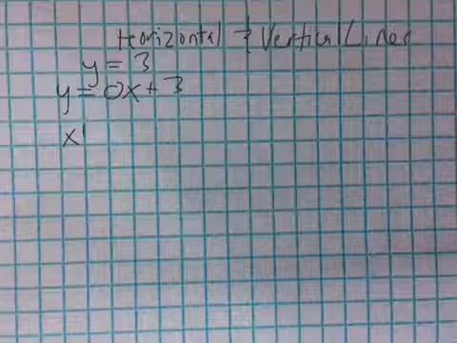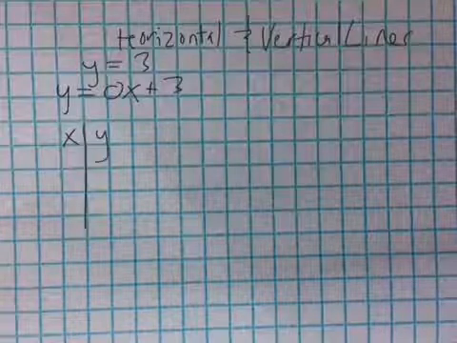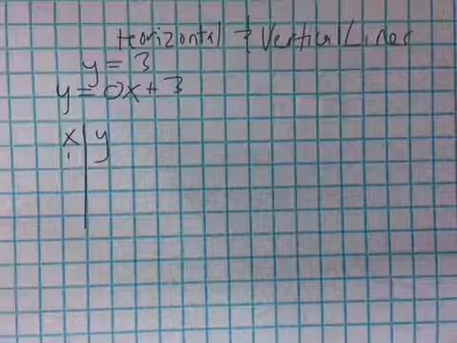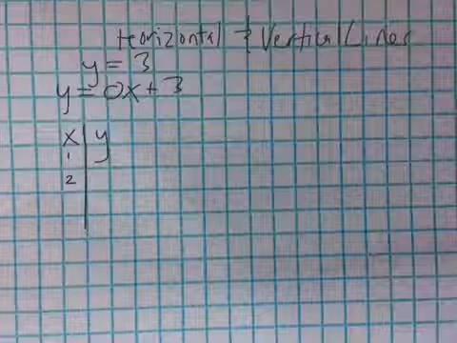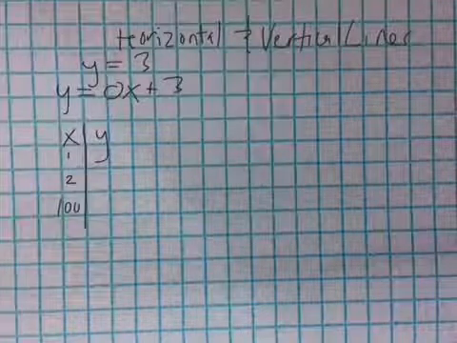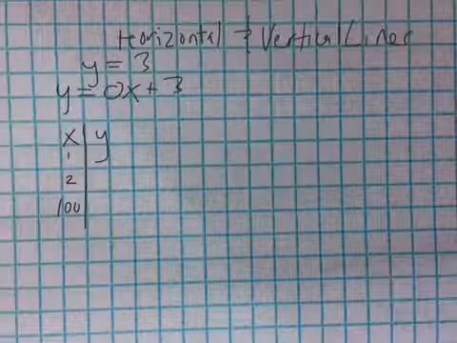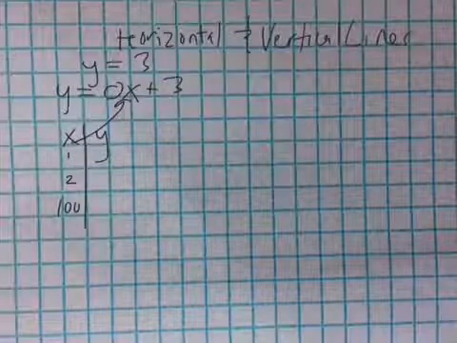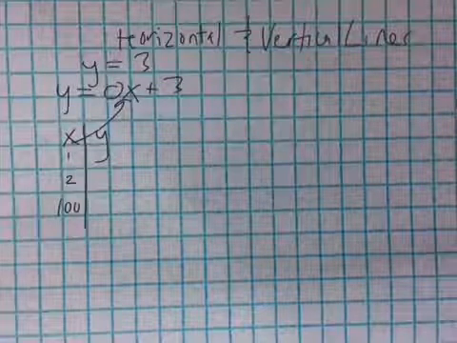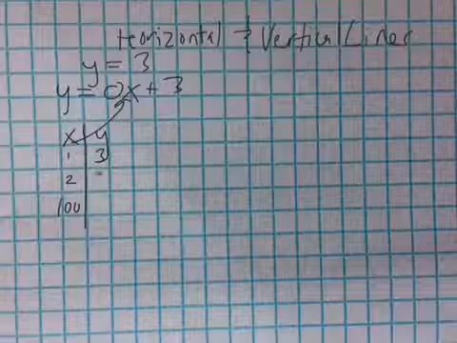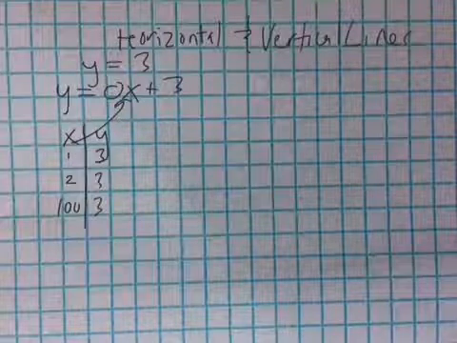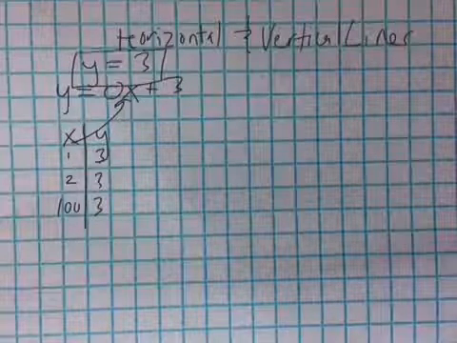So if you think about what's happening, if I create an input-output table, and maybe x is 1, 2, 100, no matter what I plug in for x, 0 times that value will always come out to 0, leaving me with only a 3 for y. This is why I'm seeing in my equation y equals 3.